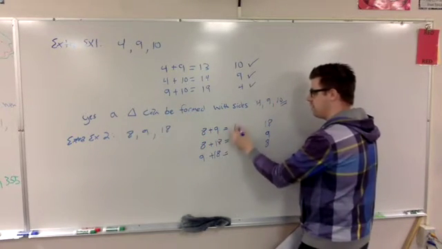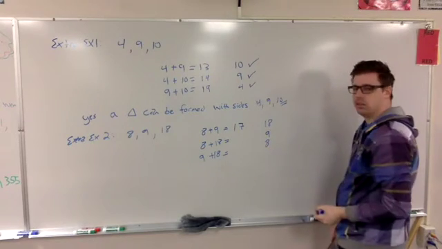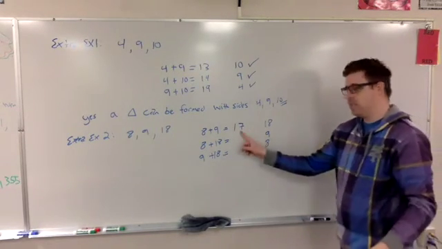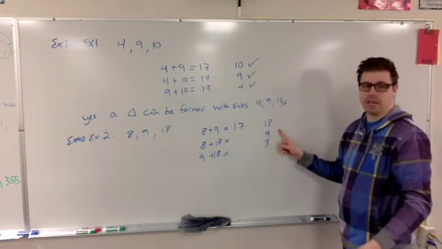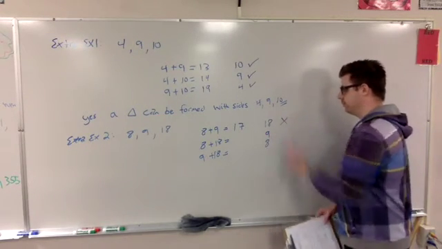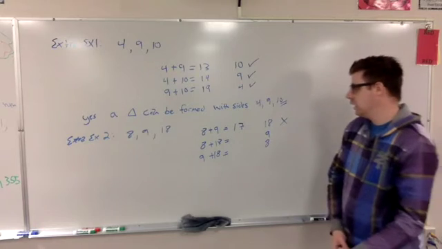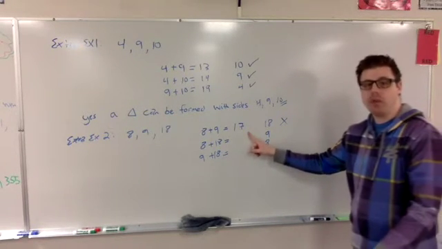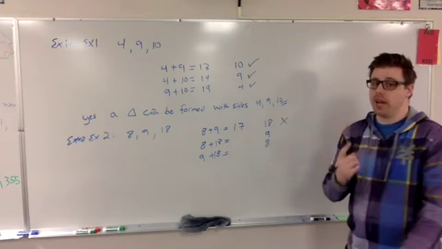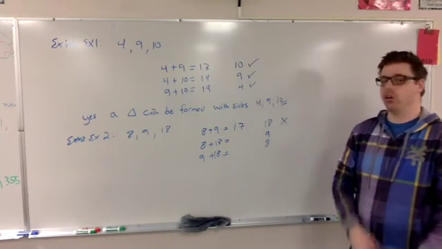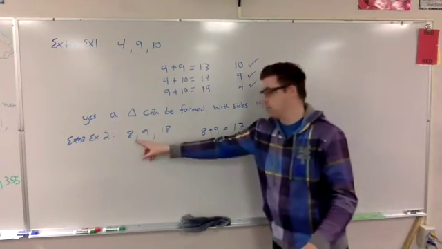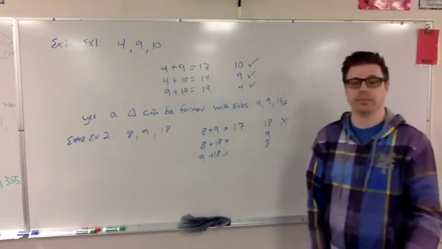8 plus 9 is 17. Doesn't work. 17 is not greater than the last side. No. These other two will indeed be greater. But right off, we found one that does not work. So if you find even one, then you know that it will not form a triangle. These side lengths are impossible to form a triangle.